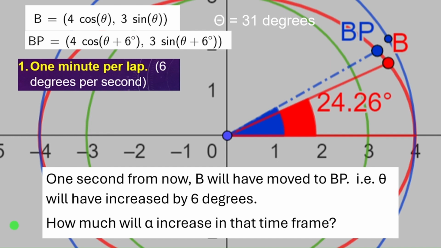If we look at B at a given point in time, we see that when theta is 31 degrees up here, alpha is 24.26 degrees. So 1 second from now, B will have moved to BP, which could be B prime or B plus, i.e. theta will have increased by 6 degrees. But by how many degrees will alpha increase in the same time frame?